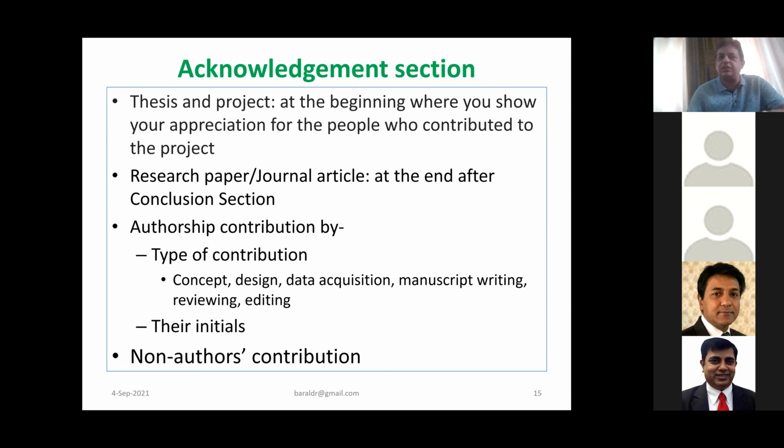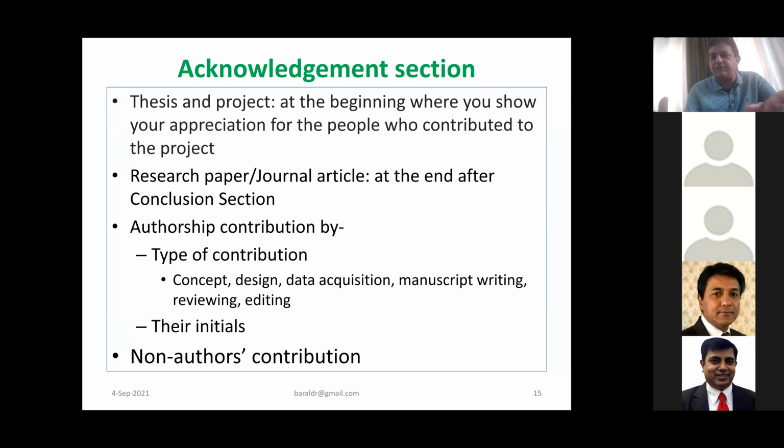There is some difference between a research paper, a thesis and a project. In a thesis and project, at the beginning, you show your appreciation for the people who contributed to your project. But the acknowledgement in a research paper would be at the last. A research paper is an article, it will be at the end of the conclusion section, and sometimes the authorship contribution is given in the form of initials of the authors or co-authors, like Mr. AB has contributed to the design and concept, CD has contributed to reviewing it, like that.